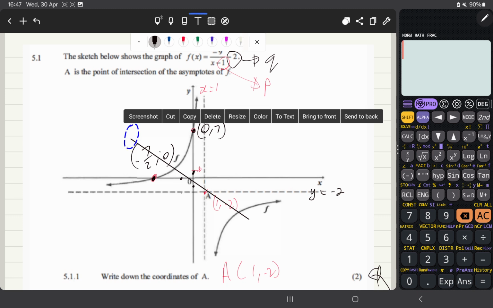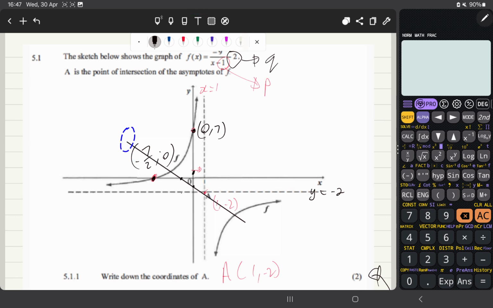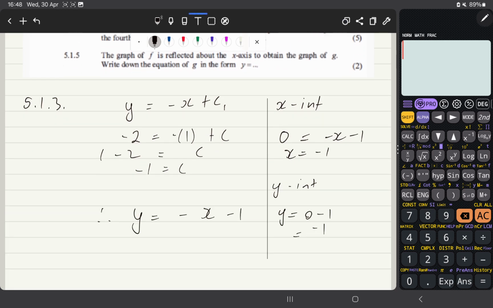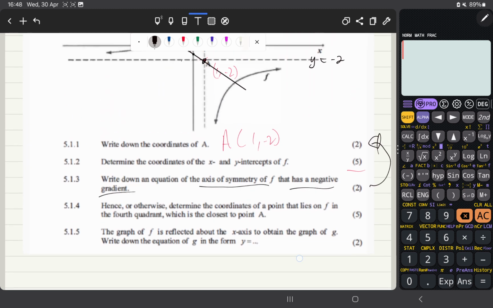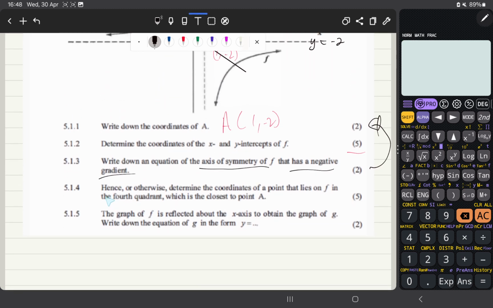Something like this. Of course it's not drawn to scale, but it has to pass through your intersection, it has to pass through the minus 1 of the y value and the minus 1 of the x value, and this will be that axis of symmetry, right? But the one with the negative gradient, of course. Let's see what the next question says. Next question: hence or otherwise determine the coordinates.